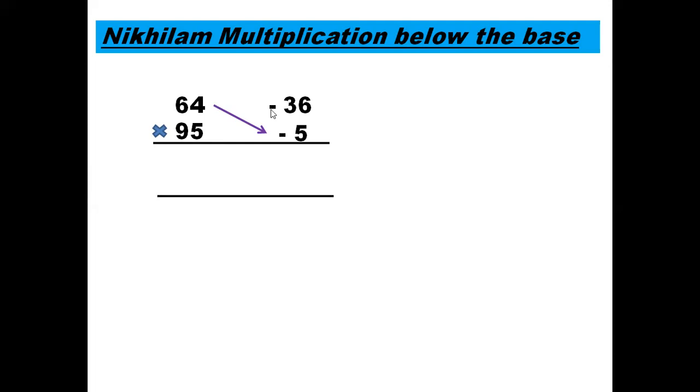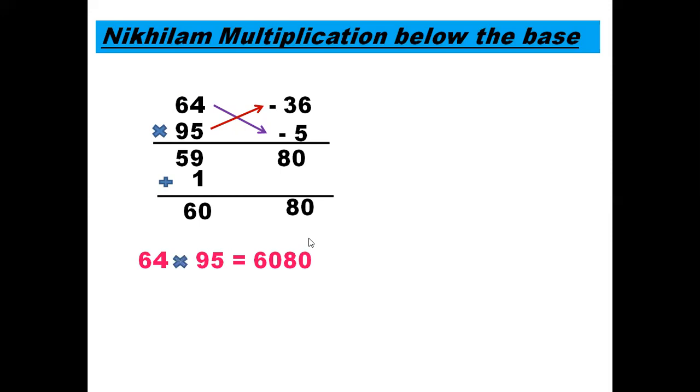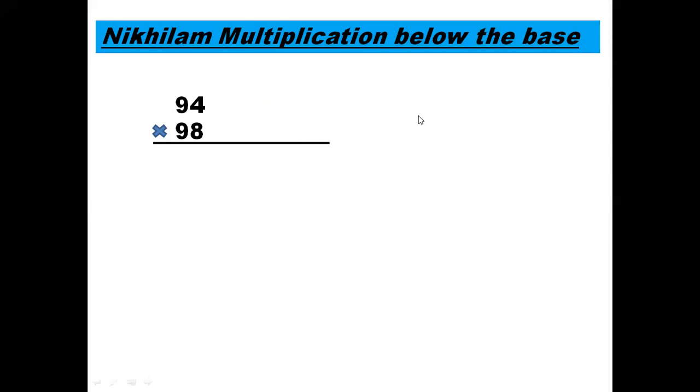Now, since we are subtracting, we will cross subtract. 95 minus 36 is 59, or 64 minus 5 is 59. Anything you can subtract. Now, 36 times 5 is 180. And then we write only 80, and this one is carried over. So 59 plus 1 is 60. So 6080. So 64 times 95 is 6080.